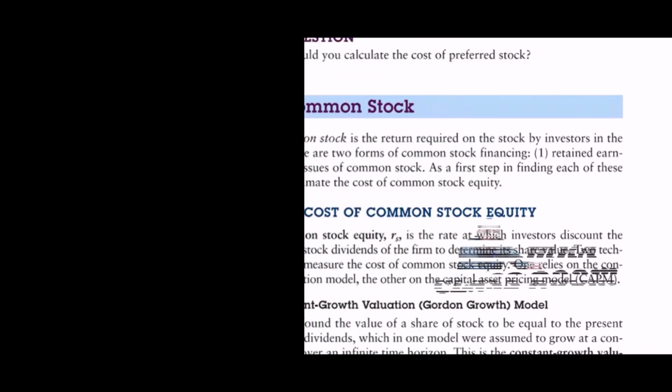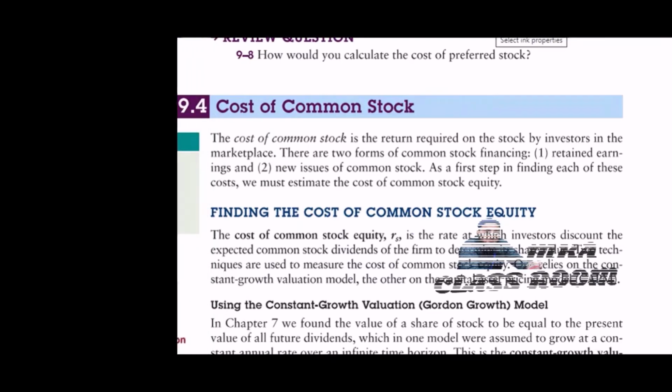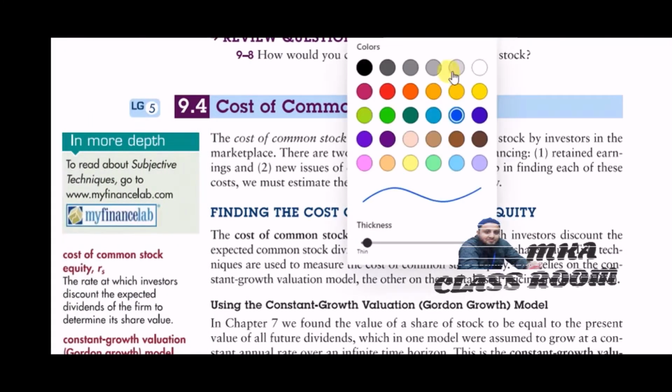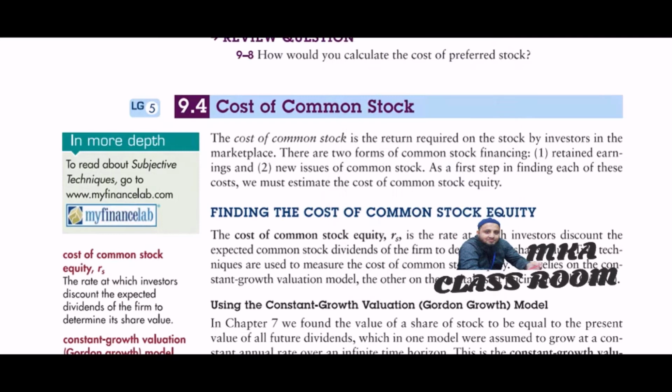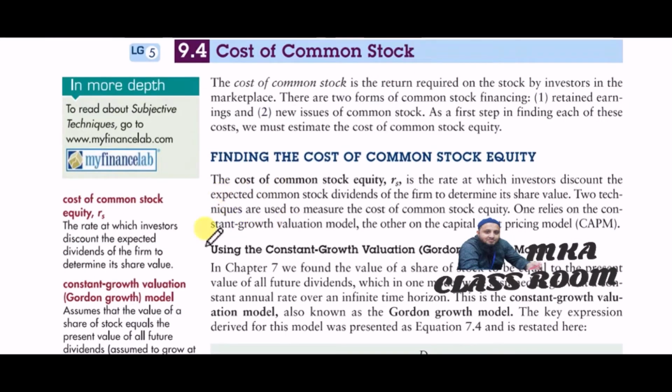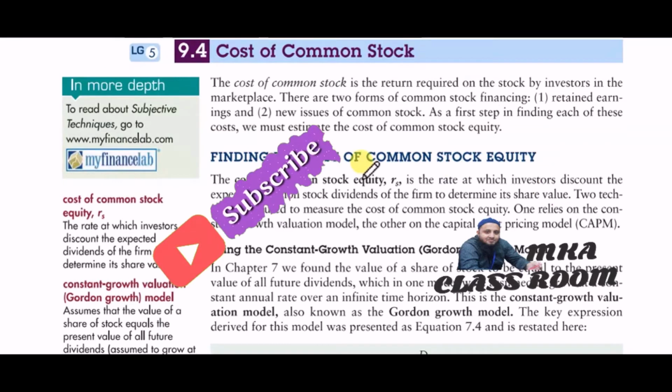In previous classes we have talked about cost of debt and cost of preferred stock. Today we will try to discuss cost of common stock. This will be our today's topic. So cost of common equity is the rate at which investors discount the expected dividends of the firm to determine the share value. So the cost of capital is actually used to determine the share value.